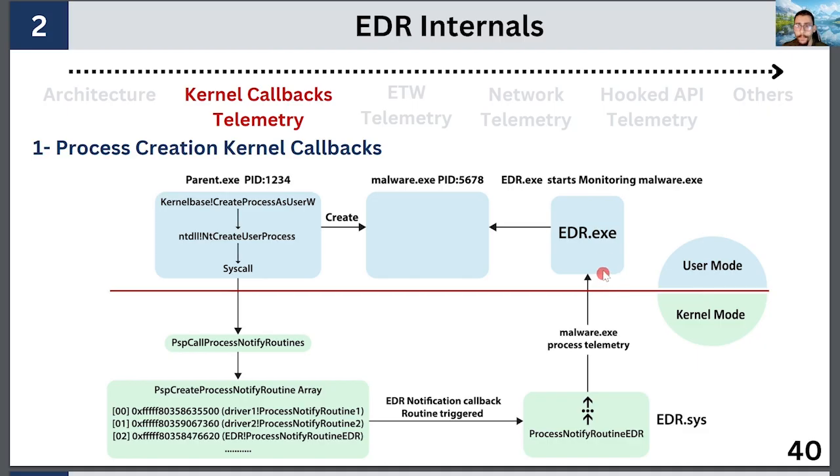In user mode, the EDR process EDR.exe receives the telemetry data from either EDR.sys or indirectly from the ETW session. It then starts actively monitoring malware.exe, the newly created process, by scanning its memory, injecting a DLL to monitor APIs, or attaching a remote debugger to monitor APIs as well. And it can analyze extra ETW events related to that process creation event.